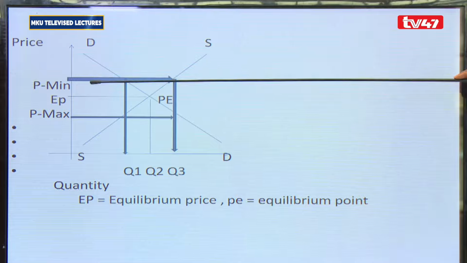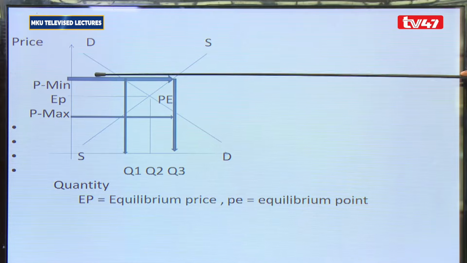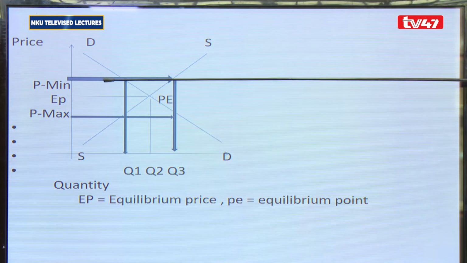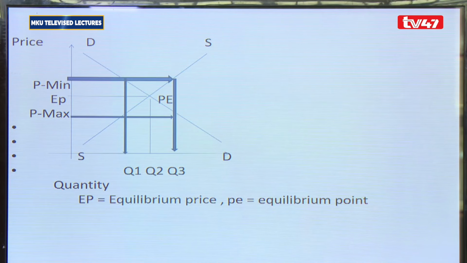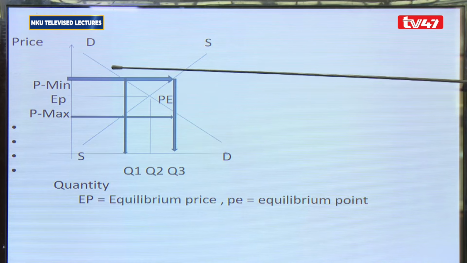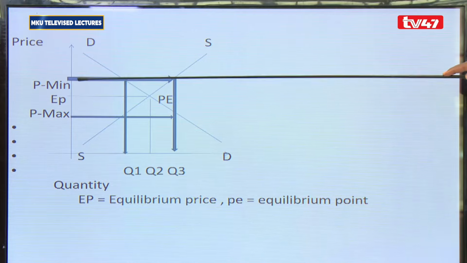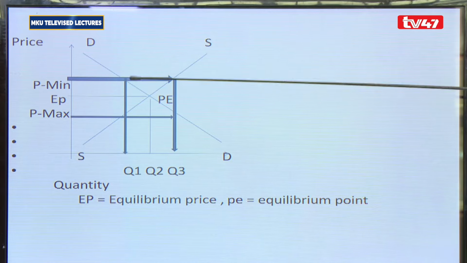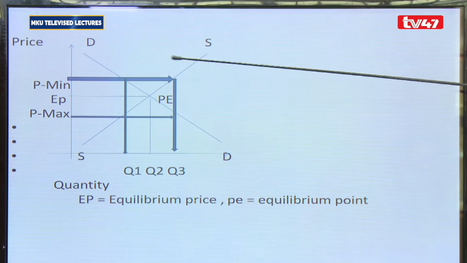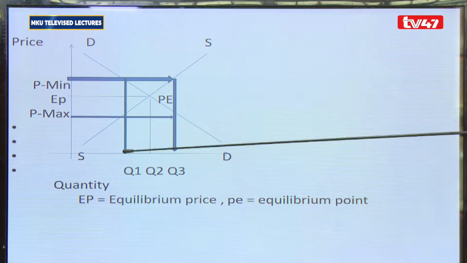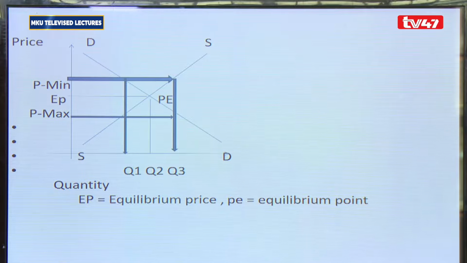The P-min, or the floor price, is that minimum price this product must be sold. And you notice that it is above the equilibrium. This is maybe to encourage the suppliers to bring more into the market. What is the situation when the prices are set at P-min? Since the price is high, the demand will decrease and the supply will increase. Normally, this creates what we call excess supply, equivalent to Q1, Q3.